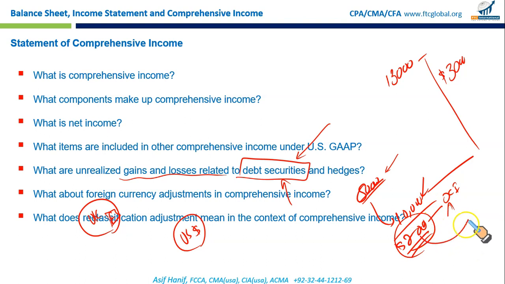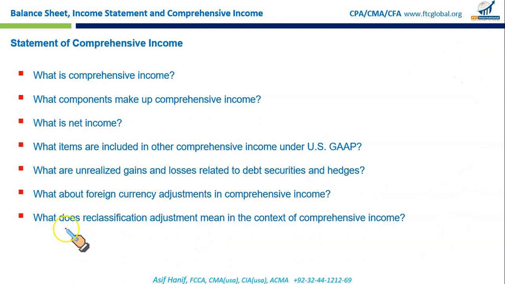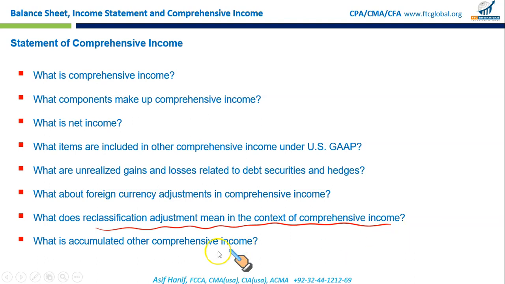This gain has to be reclassified to the income statement. So you will report a total gain of 5,000. There is 3,000, that is the difference between 10,000 and 13,000, and the 2,000 gain was already available, unrealized, in OCI. That needs to be reclassified to the income statement. That's what reclassification adjustment means in the context of comprehensive income. This is an example.